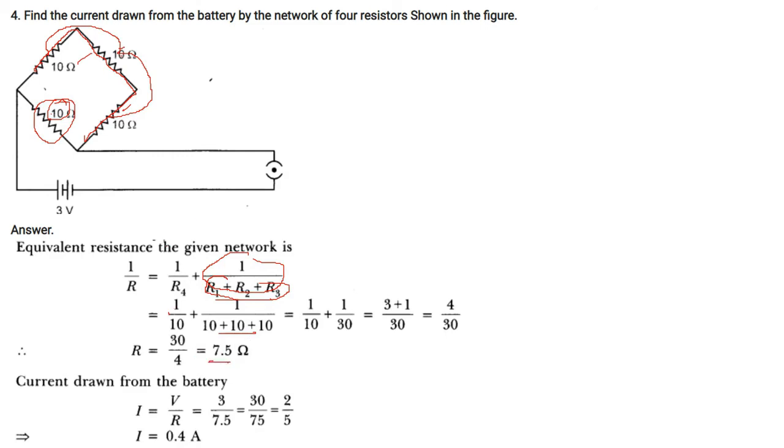Now what is the current drawn from the battery? This is 3 volt, this is the voltage, and this is the resistance. So what is I? I equal to V by R. So it comes out to be 3 by 7.5, which is actually 0.4 ampere.